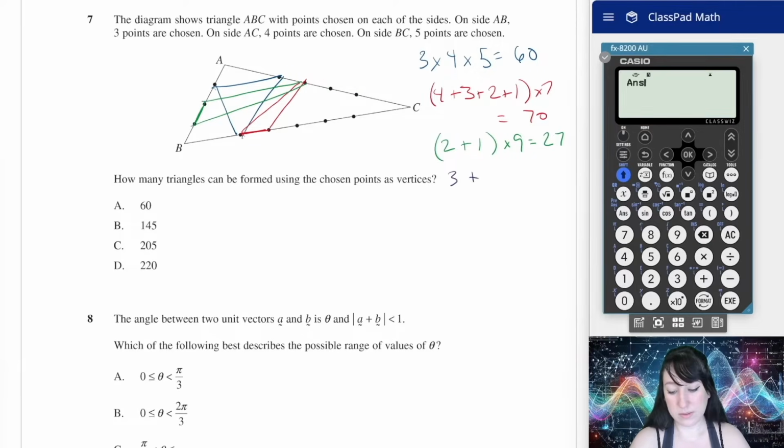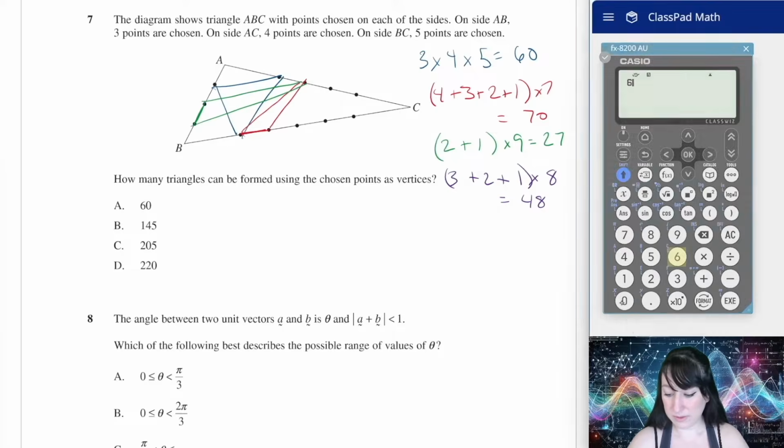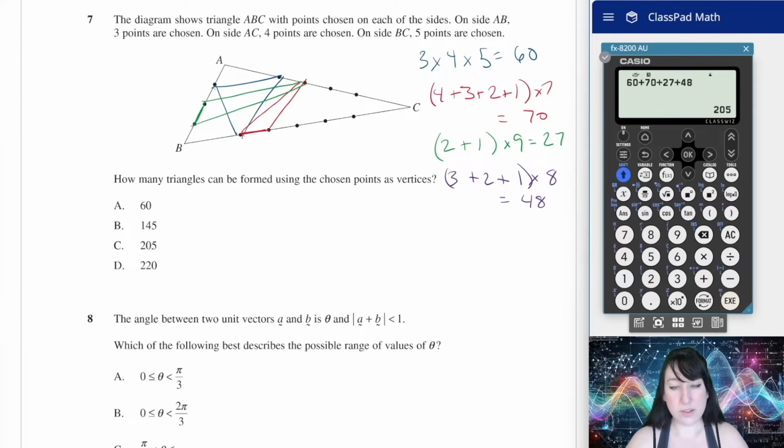Then if we pick 2 vertices on AC, there's 3 choices that are 1 apart, 2 choices 2 apart, 1 choice 3 apart. And then on the other 2 lines, we have 8 vertices the third one can connect to. So we'll times by 8. 48 triangles. So altogether, 205 possible triangles. The answer is C.